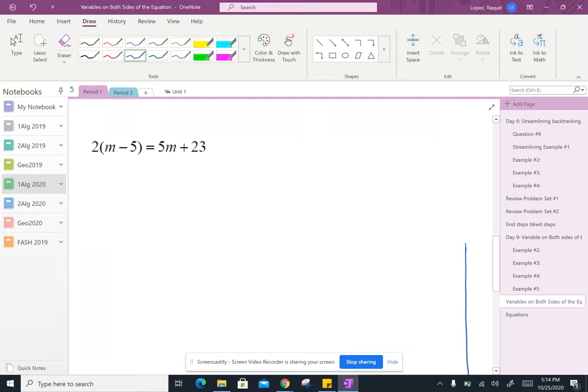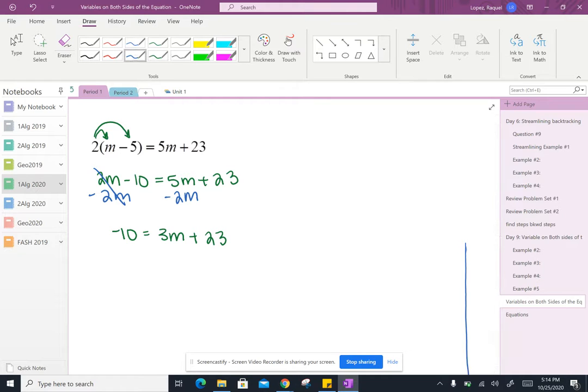So in the second problem, before I start moving all of my variables to one side, I want to simplify the left side of the equation. So I'm going to start off by distributing the 2 to the m and the negative 5. So 2 times m is 2m. 2 times negative 5 is negative 10. So I've simplified the left. And now I can move all of my variables to one side of the equation. So I am personally going to subtract 2m on both sides. You can do minus 5 on both sides, but I want to keep my variable positive, so that's why I subtracted 2m. And we're going to copy down the rest.